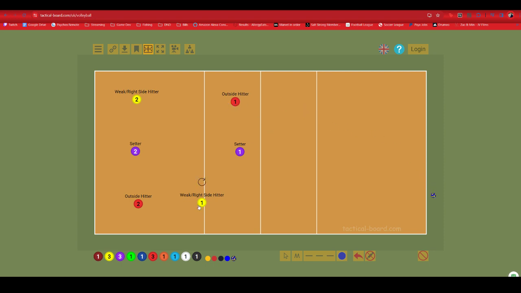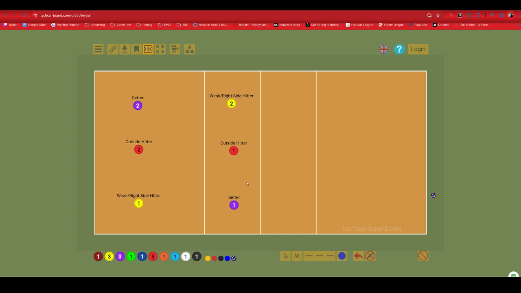But as soon as a point switches, then we have to rotate, and we're going to be out of rotation as soon as this happens, and that's it. After this, we'll be in rotation, but it's going to flip, and we're not going to be in our desired positions anymore. So here's this movement. Now you can see your partner is always still opposite. Setters are opposite, outside hitters are opposite, and weak and right side are still opposite. So everything's good here.